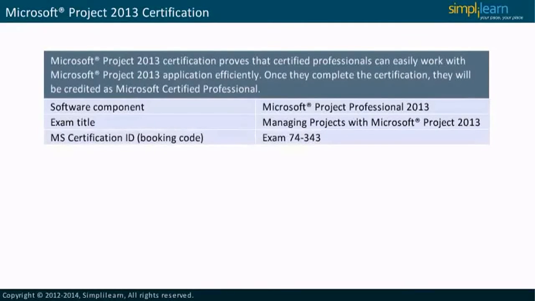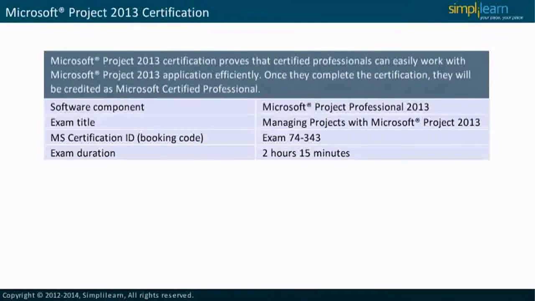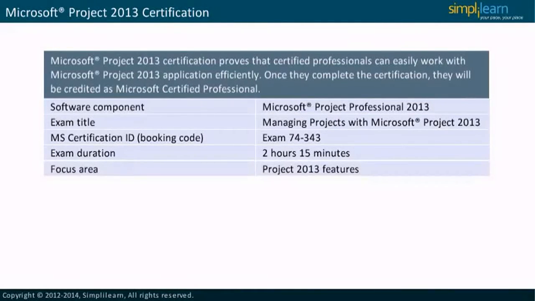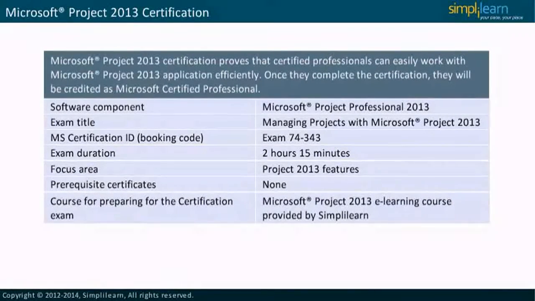The certification code ID or the booking code is Exam 74-343. The duration of the exam will be 2 hours and 15 minutes. The advanced features of Microsoft Project 2013 will be the focus area for this certification exam. No prerequisite certificates are required to take this exam. The suggested course for preparing for the certification exam is the Microsoft Project 2013 e-learning course provided by Simplilearn. Let us look into some useful sources of information in the next slide.